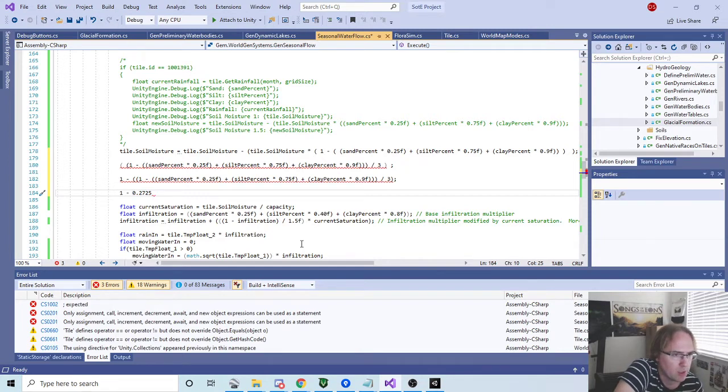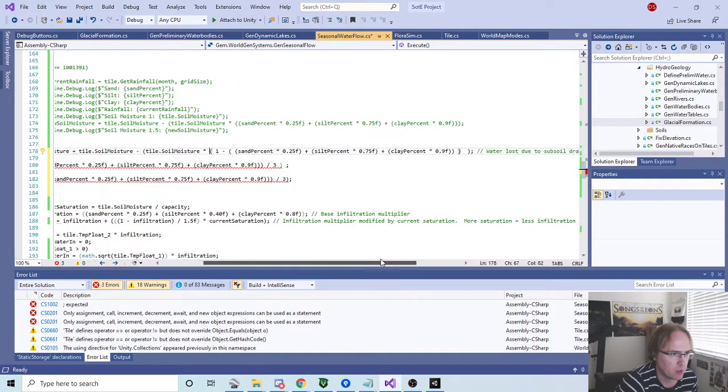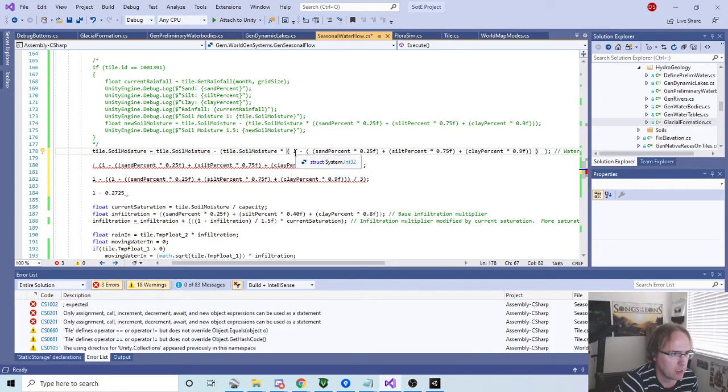Seems reasonable. So let's say we had super silty soil. So let's say we had 0.75. 1 minus 0.75 divided by 3. 1 minus 0.8. We only lose 8% of our water. Yeah, I think that works. Alright, so we're taking this crazy equation here and we're sticking it in here.